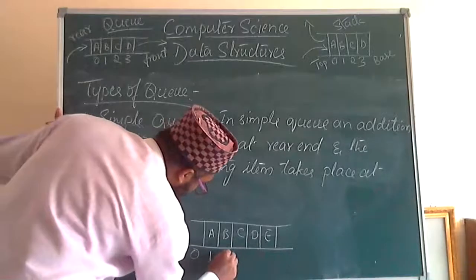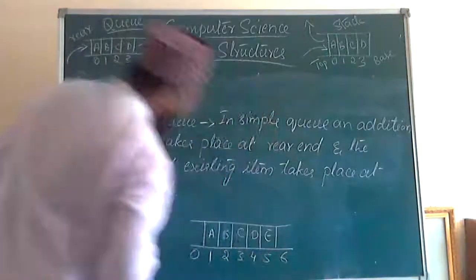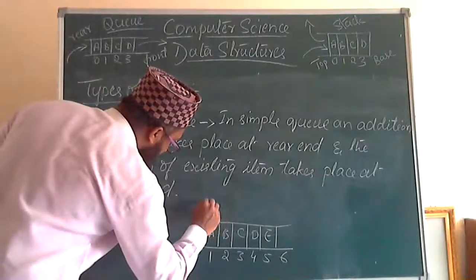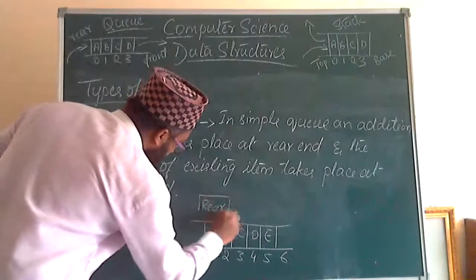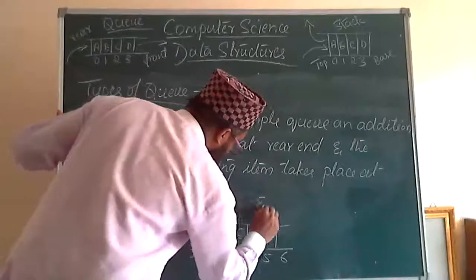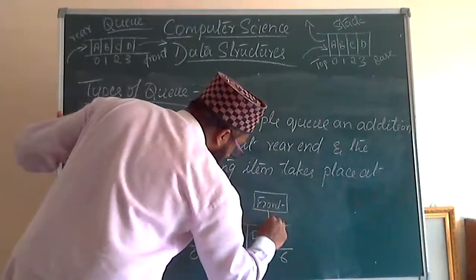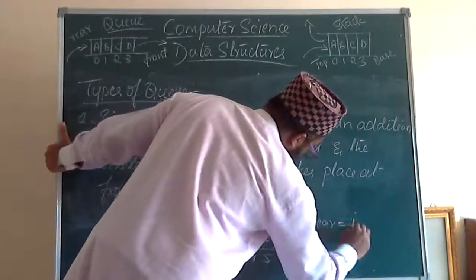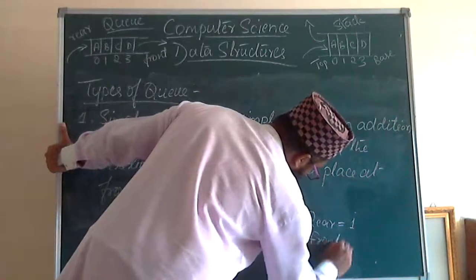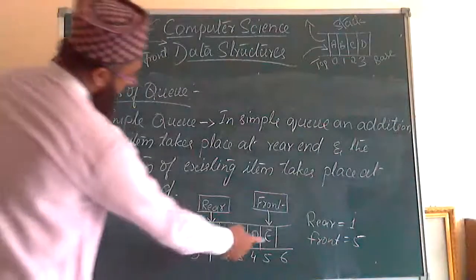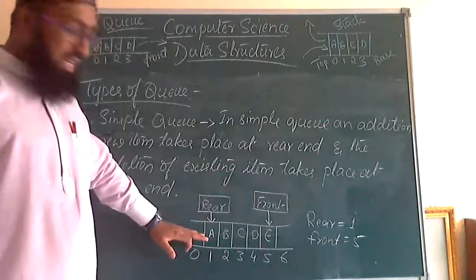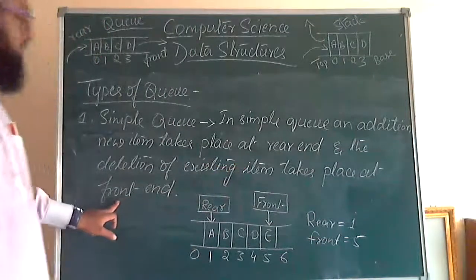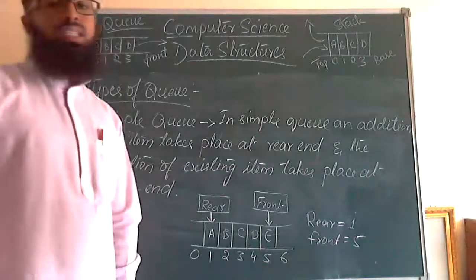Here, take 0, 1, 2, 3, 4, 5, 6. This end is called the rear end, and this is called the front, because from here the items will get deleted or removed from the queue. So therefore, rear equals 1 and front equals 5. This means at the rear end the items can be added, and from the front end the items can be deleted. So this type of queue can be called a simple queue.